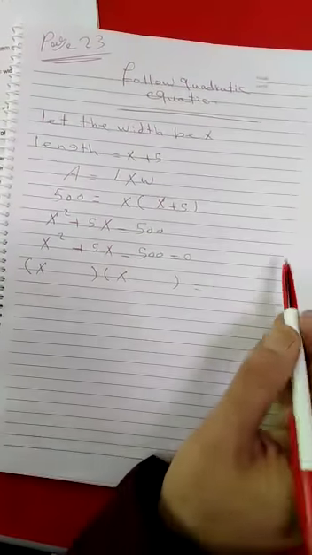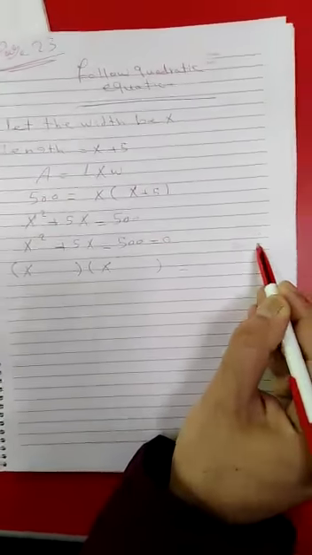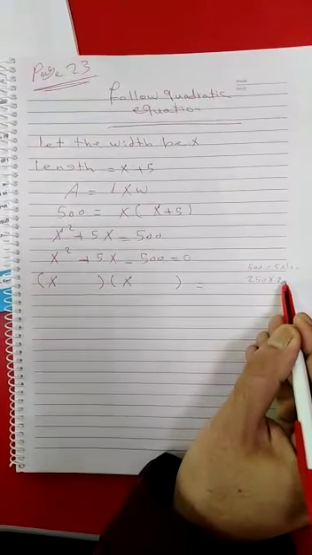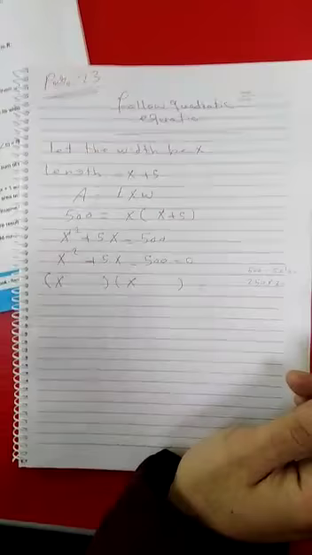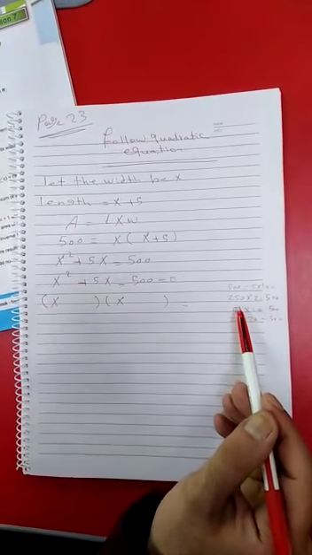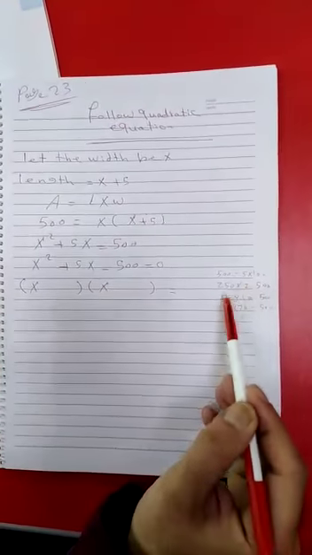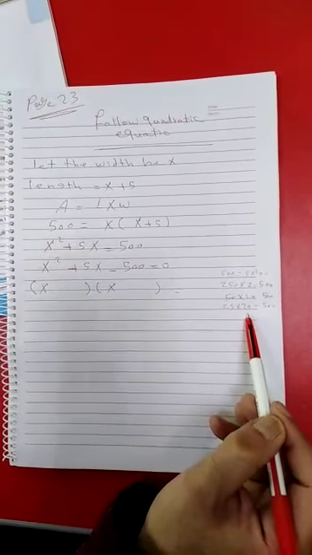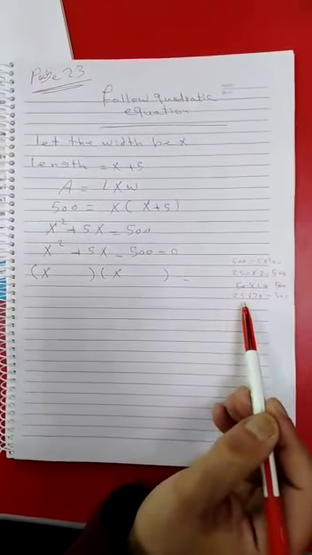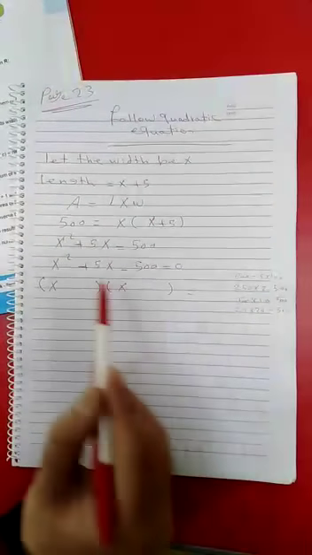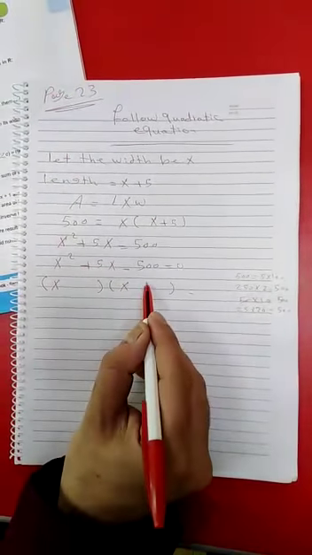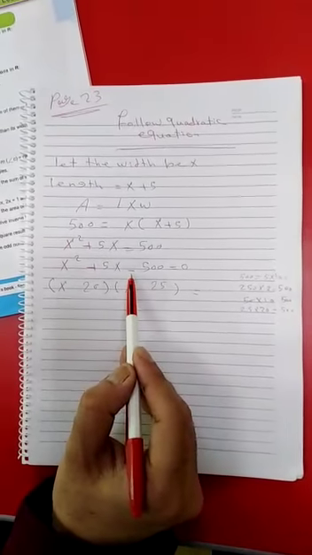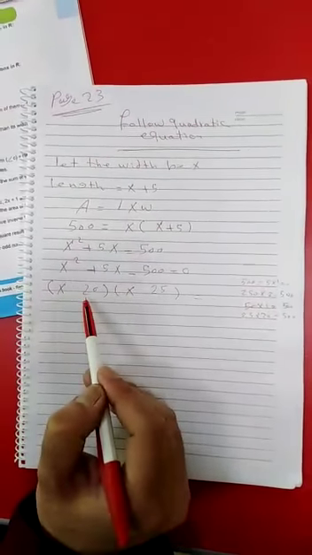Okay, factors of 500: 5 multiplied by 100, 250 multiplied by 2, 50 multiplied by 10, 25 multiplied by 20. We need two factors whose product equals 500 and whose difference equals 5. So we will take 25 and 20. The sign of the absolute term is negative, so we have different signs in the brackets.